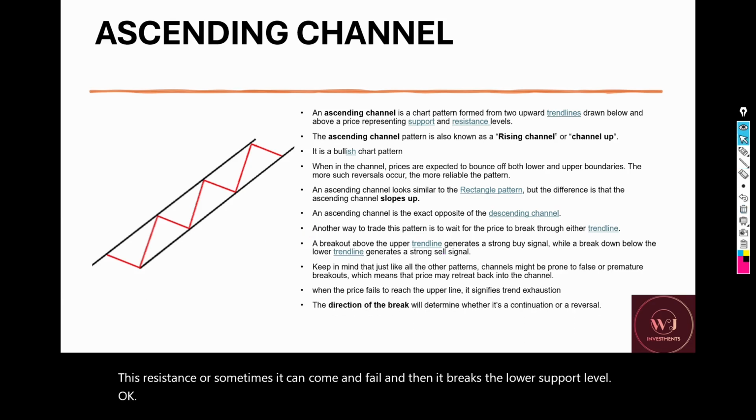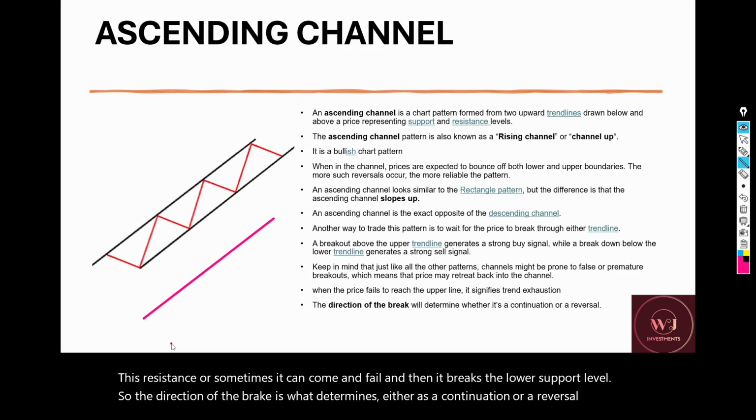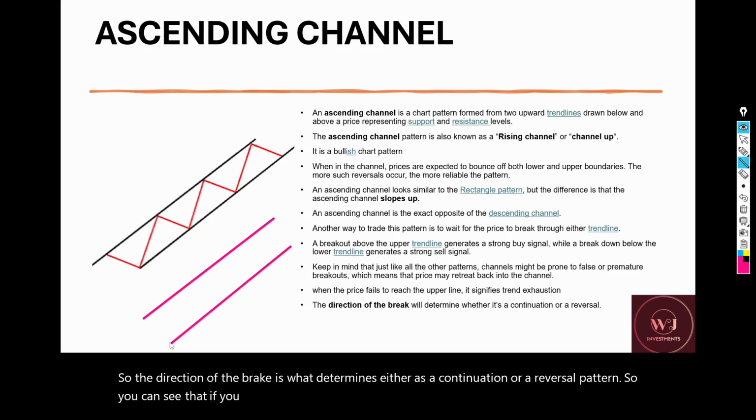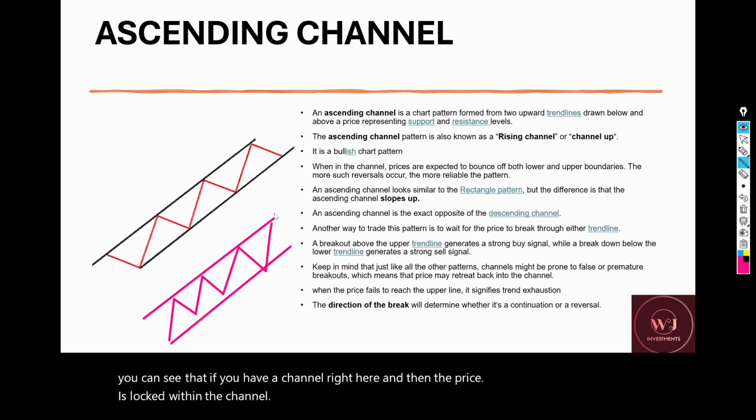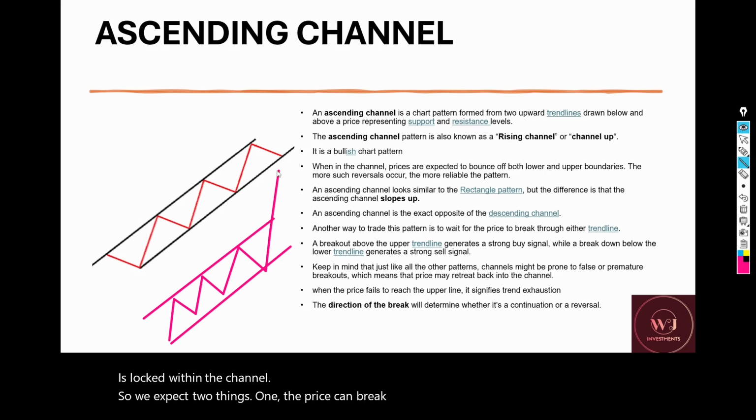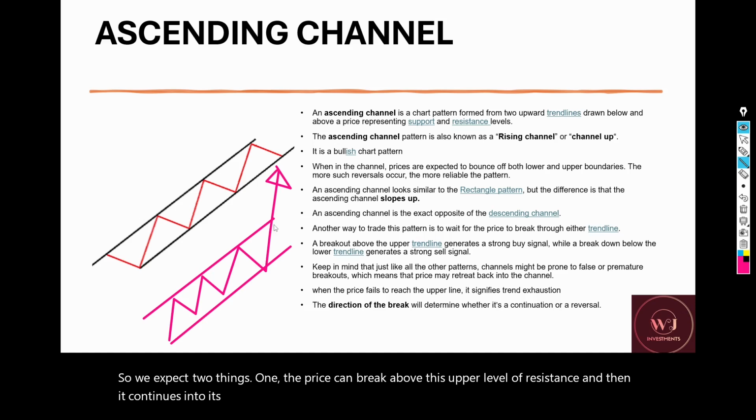So the direction of the break is what determines whether it is a continuation or a reversal pattern. You can see that if you have a channel right here and the price is locked within the channel, we expect two things. One, the price can break above this upper level of resistance and then continue into its uptrend, or sometimes it can fail to break above and then break the support level to create a downtrend.